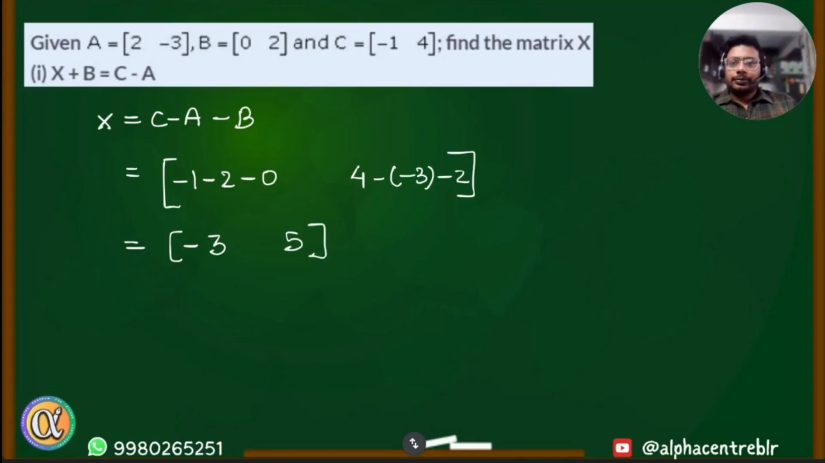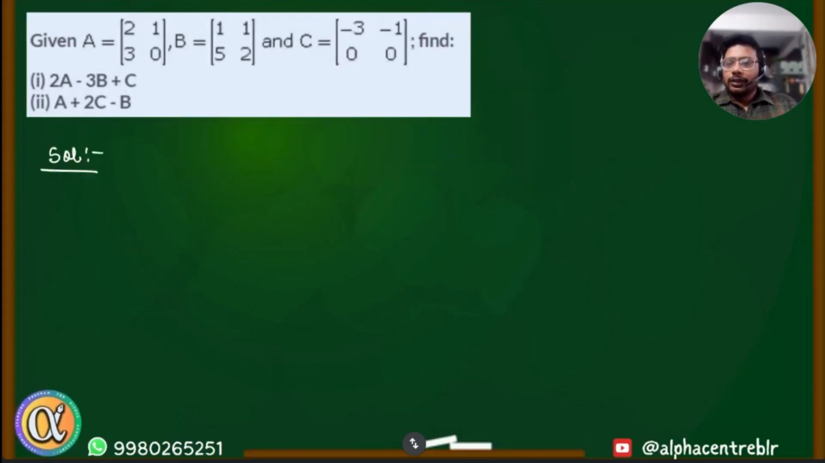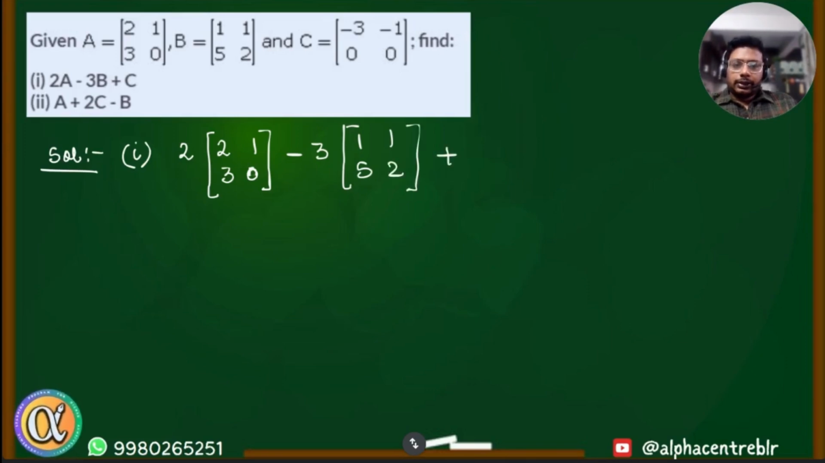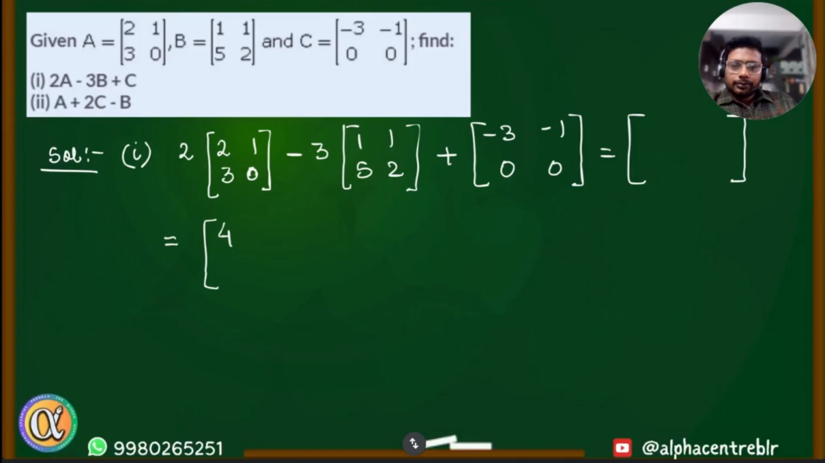Simple. Yes, sir. Given that matrix A is 2 1 3 0, B is 1 1 5 2, C is minus 3 minus 1 0 0, find 2 times A minus 3 times B plus C. It's 2 times A, minus 3 times B, plus C. I'm just writing the steps, but you can do the calculation directly and tell the answer.